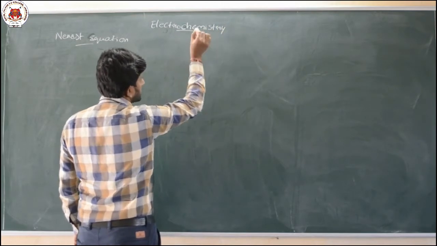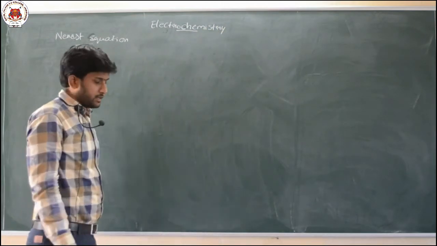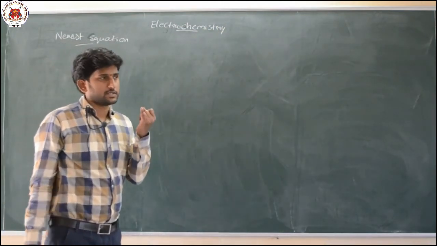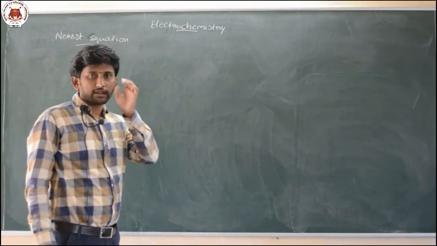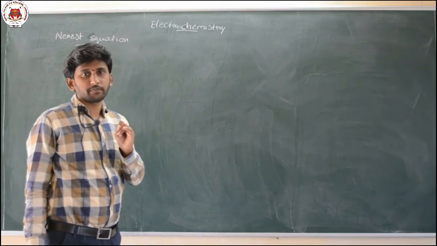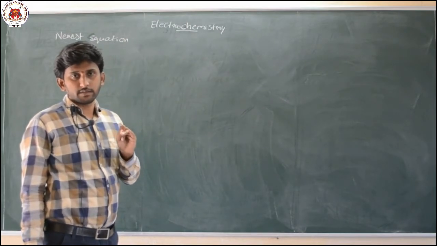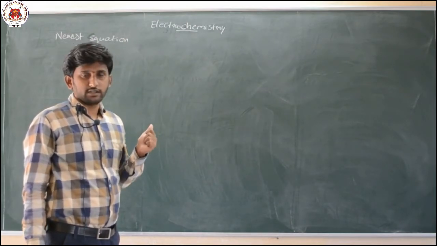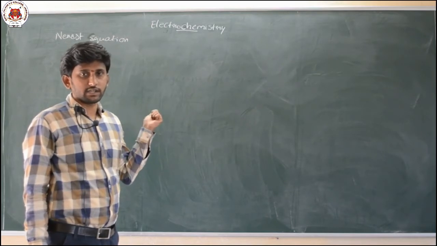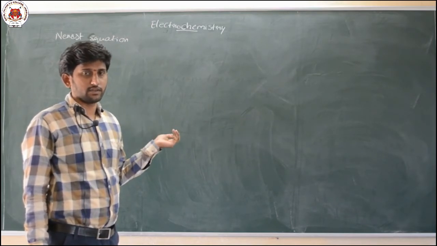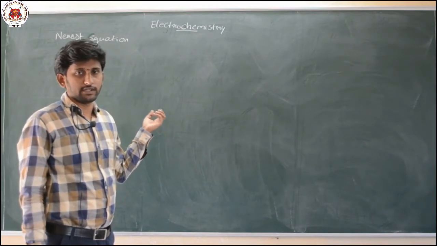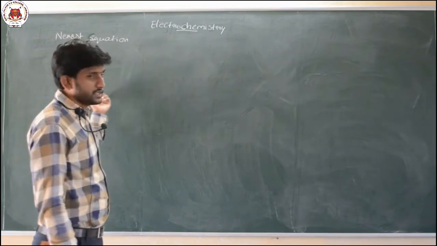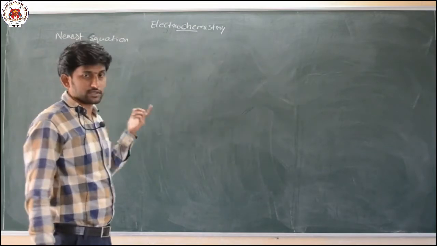So till now we have completed the types of cells in electrochemistry, galvanic cells and electrolytic cells. In galvanic cells we have studied the Daniell cell, and after that the standard hydrogen electrode, also called the reference electrode or standard electrode, right. Then after this we are going to study the Nernst equation.